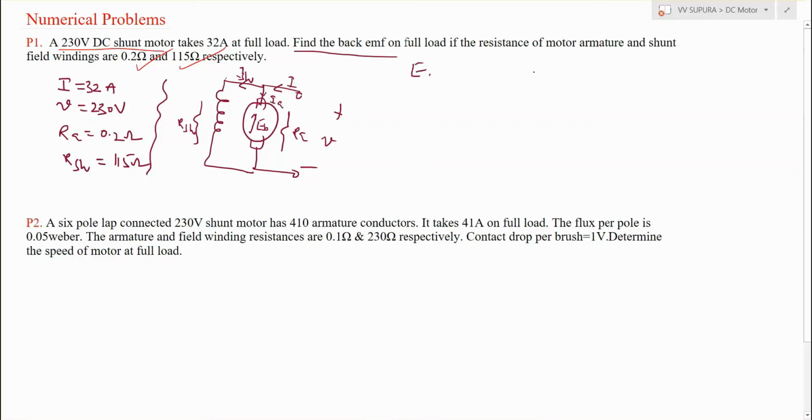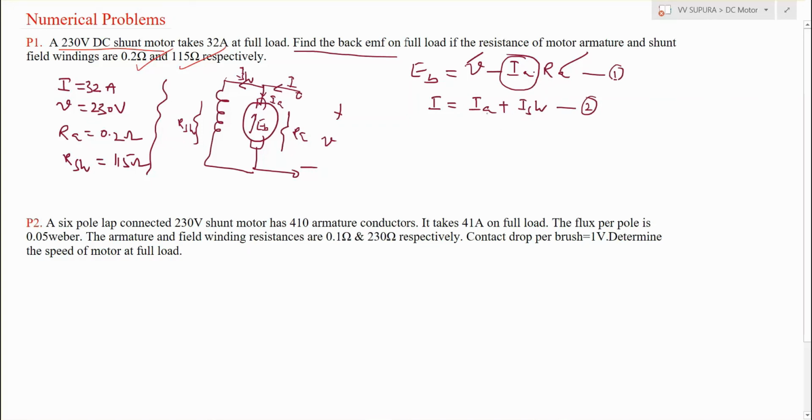We know the formula for back EMF: supply voltage minus IA into RA. We know the supply voltage and armature resistance, but we don't know the armature current. From this diagram I can write, by using KCL, the supply current I is equal to armature current plus ISH. Let's write this as equation number 1 and equation number 2.